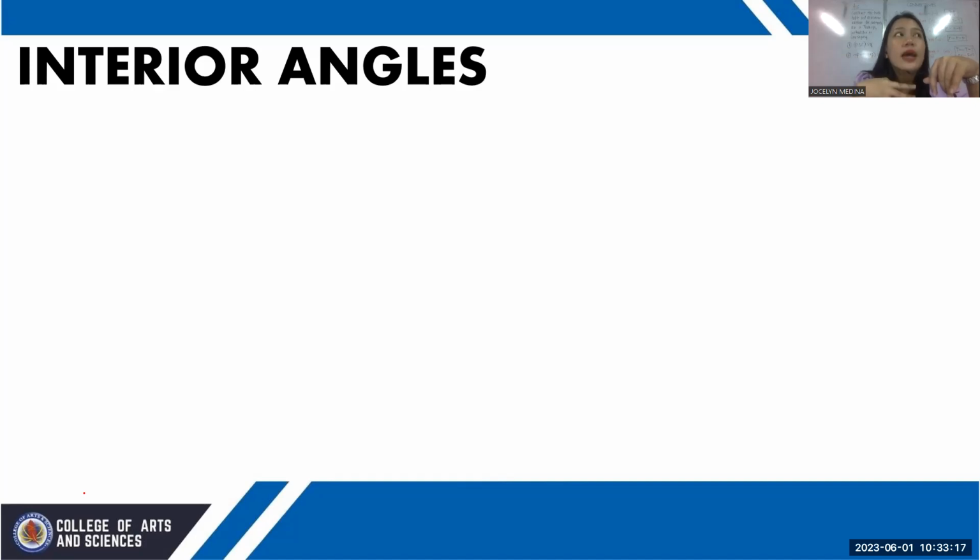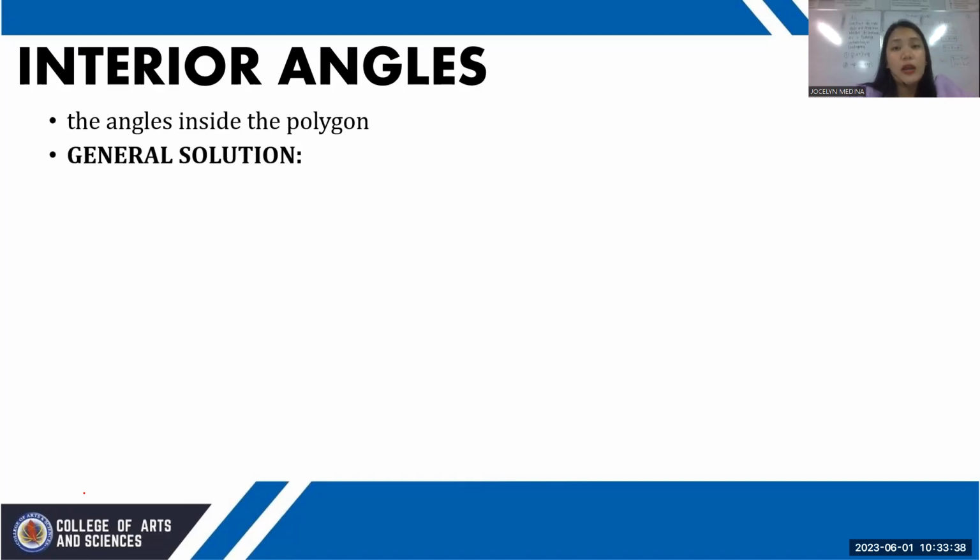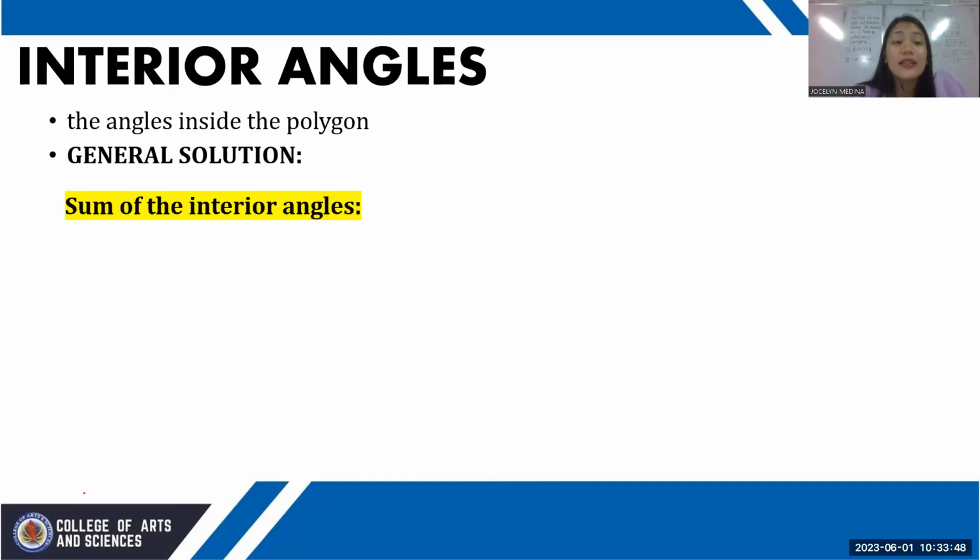Okay? Ngayon naman, going back to the parts, pag sinabi nating interior, ito yung mga angles na nasa loob. Ngayon, if you are given a polygon, pwede ninyong makuha yung measurements of your interior angle, kahit ilan ang sides, basta may formula. You can get the measurement of your interior angles. And what formula is that?